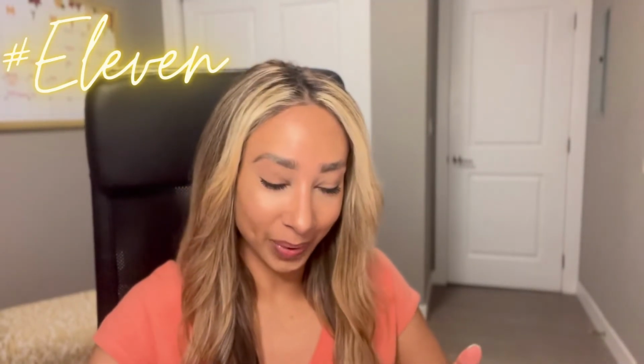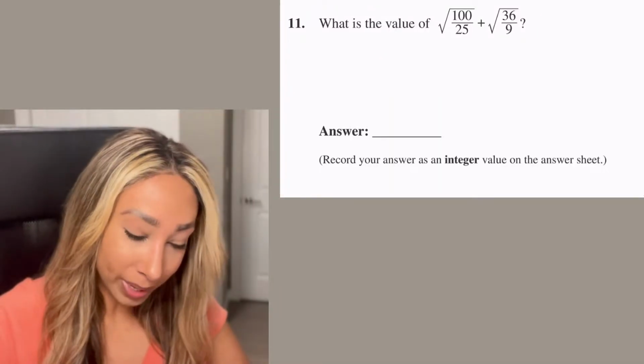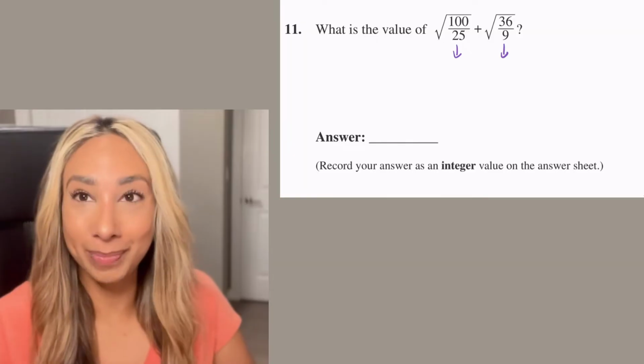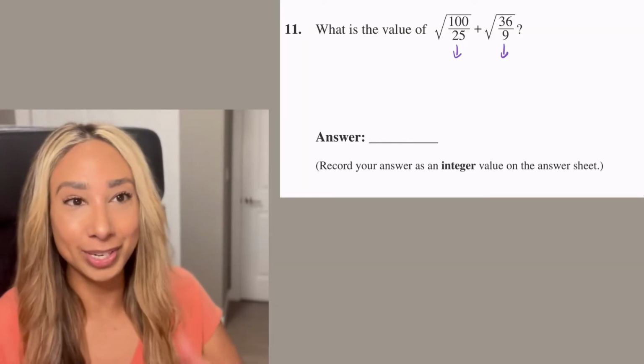Okay, on to number 11. With number 11, again, I'm going to go ahead and check that list of perfect squares. We can first of all just evaluate the square root of each of these. And like I said, you do want to make sure you have this memorized because you're not going to have a calculator to punch this into.